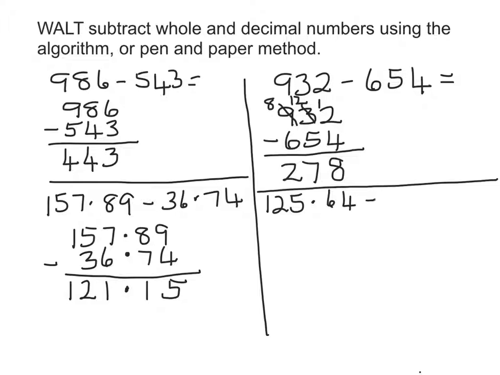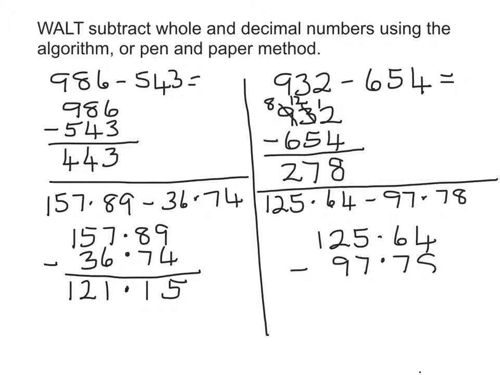125.64 minus 97.78. Recording that vertically, 125.64 minus, once again my decimal points aligned, I have 97, lining up my numbers with the same place value.